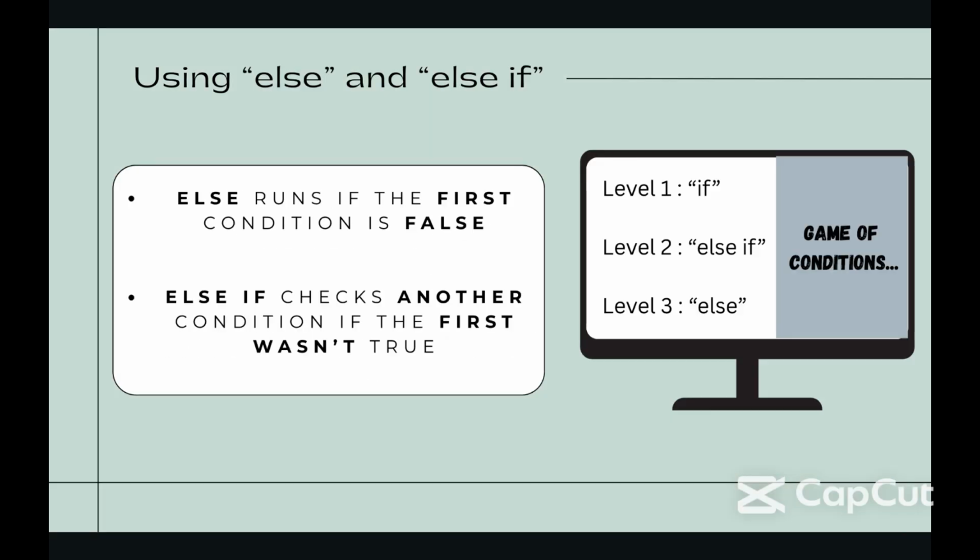Now, what happens if the first condition isn't true? When this happens, you want your program to do something different. That's what else does. It runs when the if condition is false. And if you have more than 2 options, you can use else if to check the other conditions. The code runs the first block where the condition is true.